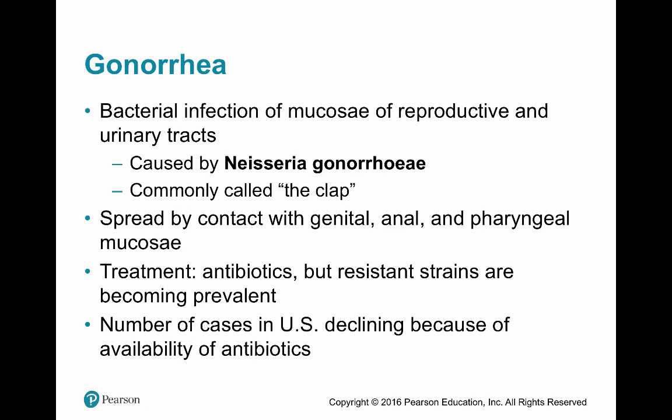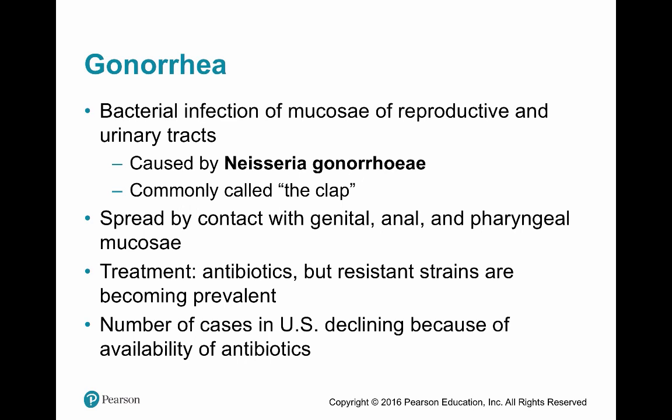It is a bacterial infection of the mucosa of the reproductive and urinary tract. It's caused by Neisseria gonorrhoeae, and it's commonly called the clap. It's spread by contact with the genital area or pharyngeal mucosa, and it's treated by antibiotics, but some strains are resistant. They're becoming more prevalent.